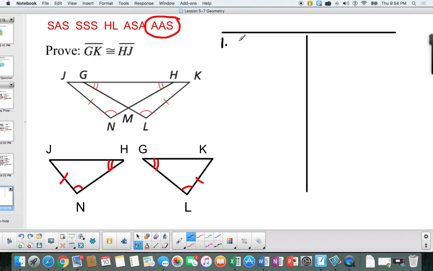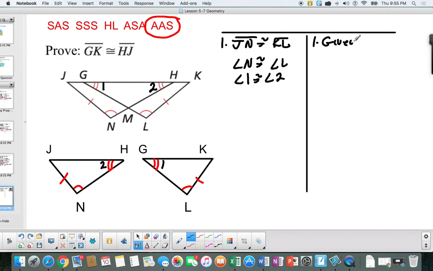So I'm going to start off with my sides, JN congruent to KL, and then angle N congruent to angle L. Now I can't call that angle G, so I think what I'm going to do is call it angle 1 and angle 2. So angle 1 is congruent to angle 2, and this is all given. We didn't have to work too hard.